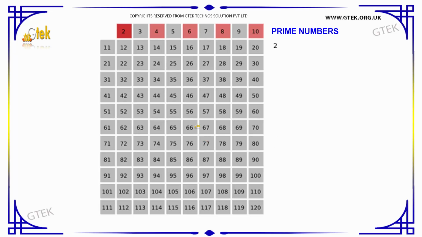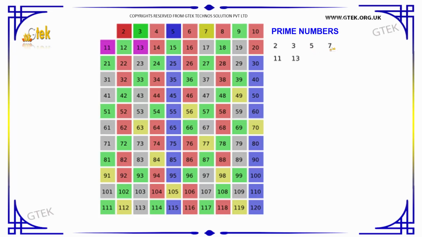So these are the prime numbers. If you see over here, first we have 2 to be our prime number, followed by which we have 3. Then we have 5 as the prime number, followed by 7. So these are the prime numbers which are less than 10.